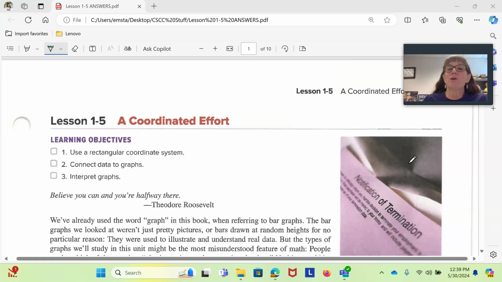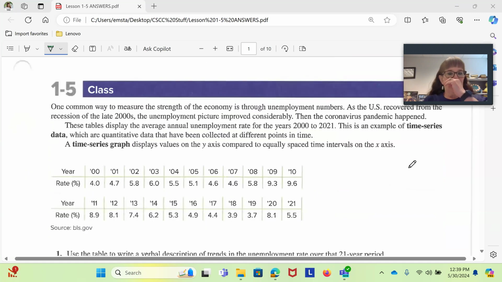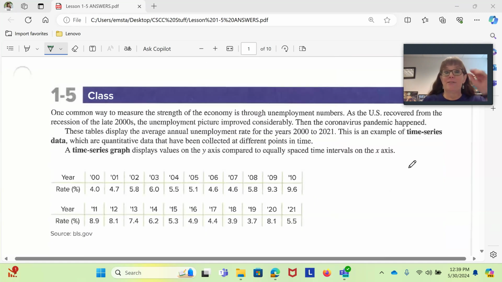This lesson is titled A Coordinated Effort, and we are going to learn about the basics of graphing. This can be found on page 59 of your textbook. Towards the middle of the page, they start the classwork, and they're describing some data for us.